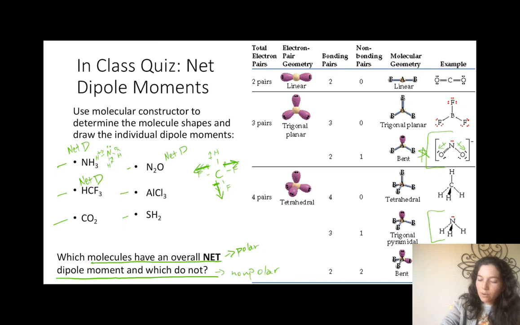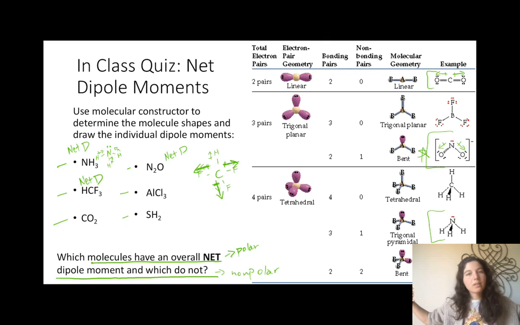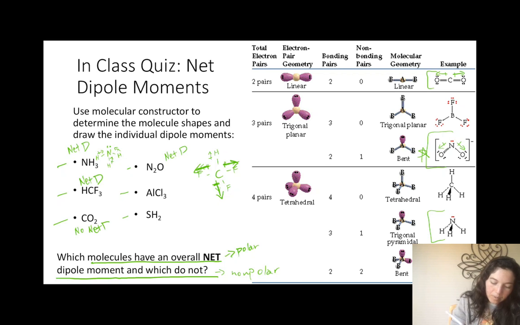Carbon dioxide. Oh, carbon dioxide's up here. Great. Okay, so we don't have to model this one. Oxygen is more electronegative than carbon based on where it is on the periodic table. So it's pulling the electrons towards itself, and we see that these are equal but opposite forces. They cancel each other out. So this one has no net dipole. Okay, so this would be nonpolar, whereas all the other ones we've looked at so far are polar.